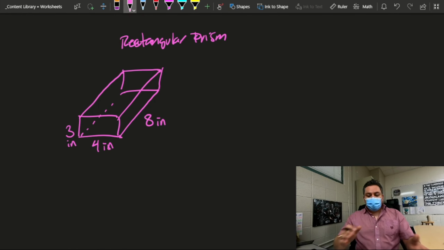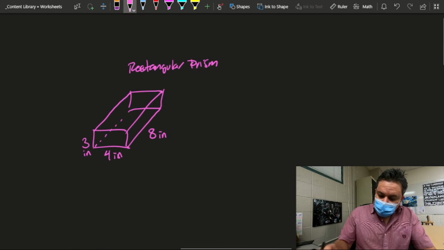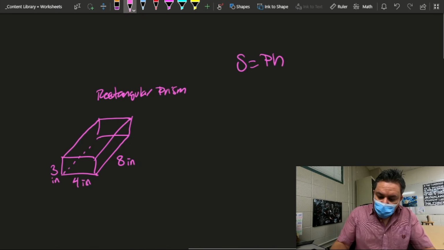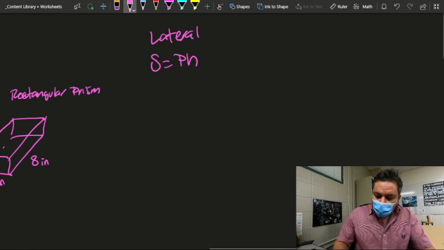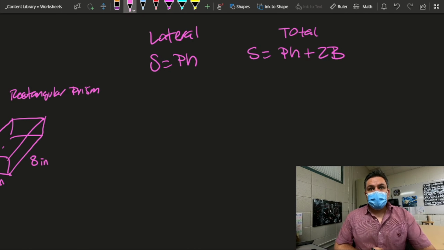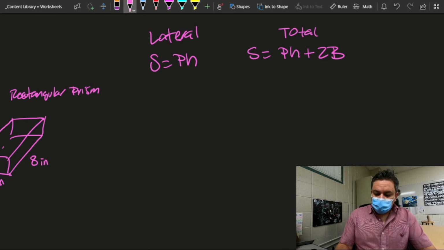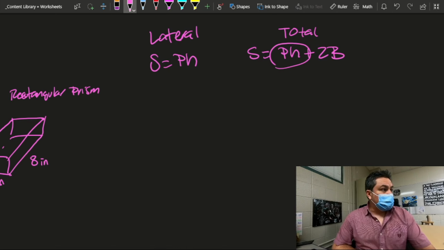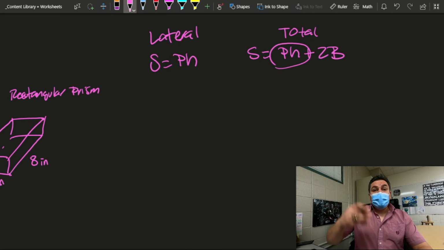So according to the formula, remember we have a formula. S equals PH, that's for the lateral only. Or S equals PH plus 2B, and this is for total surface area. So if you notice, the total surface area contains the lateral surface area in it. So if you find the total surface area and you're keeping track of everything that you're doing, you don't have to go back and find the lateral surface area again.